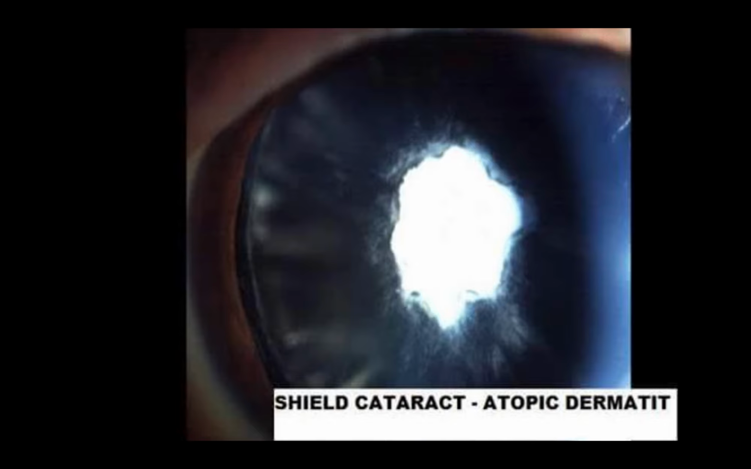Then this is the image of shield cataract. It looks like a shield. So shield cataract is seen in atopic dermatitis.